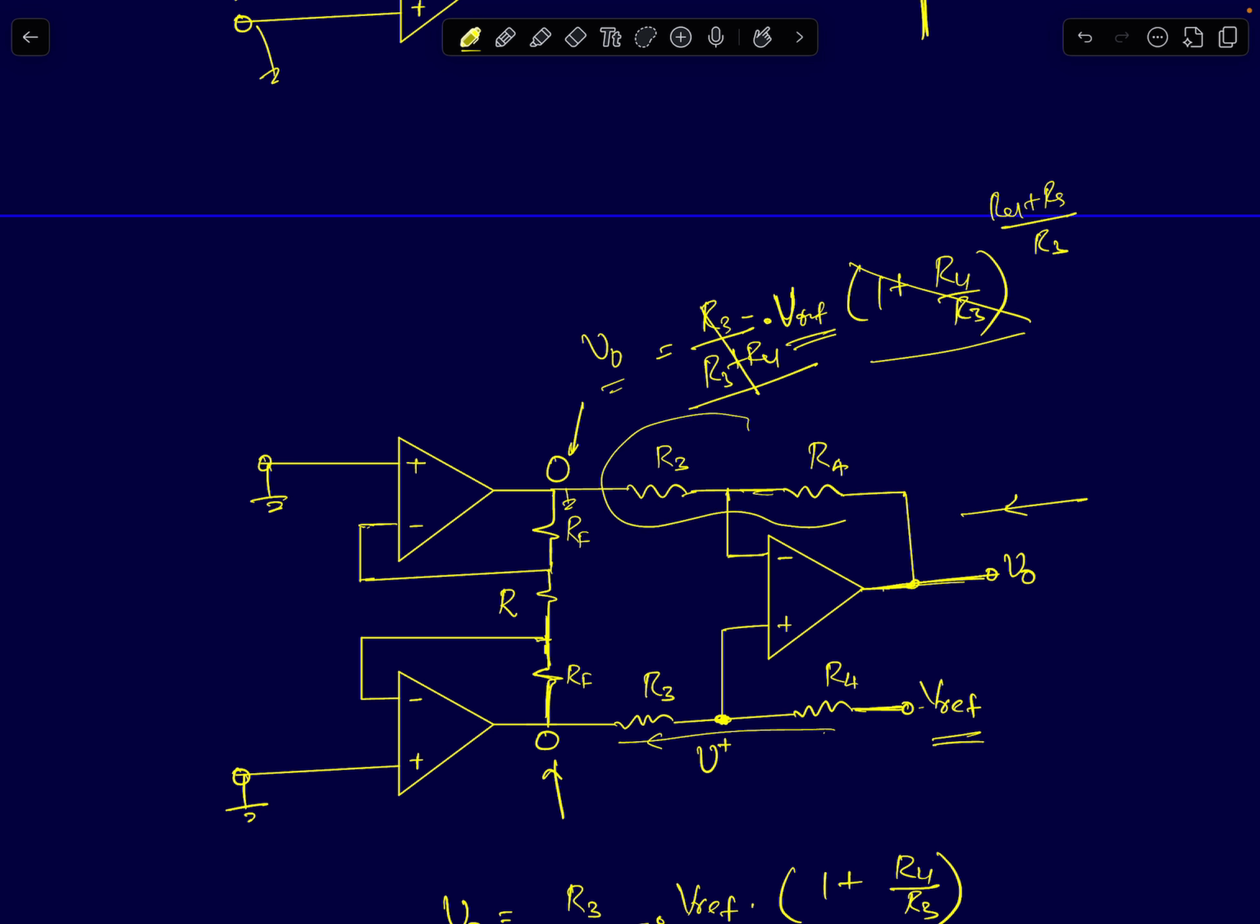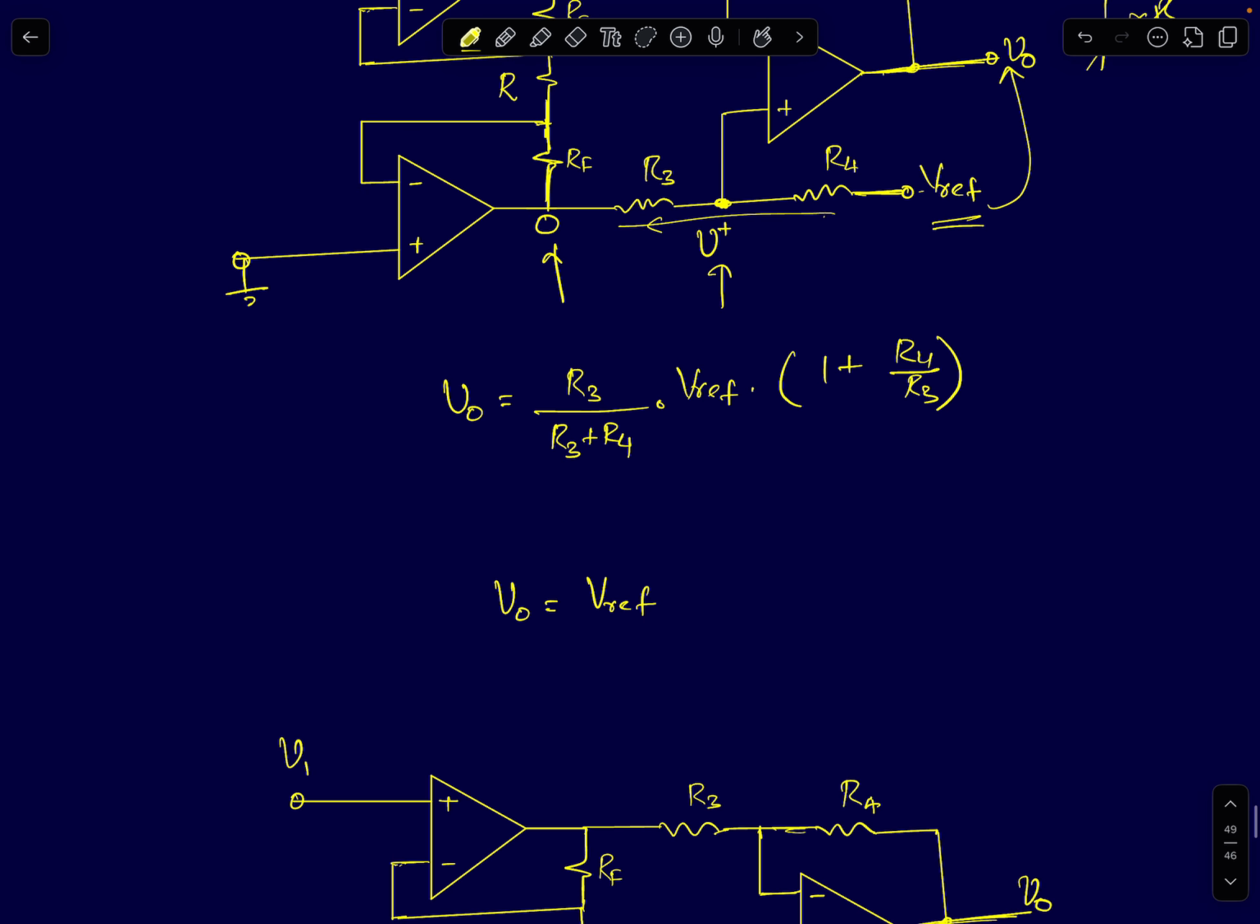The feedback network of this amplifier is R3 by R3 plus R4. That's the feedback factor for the second stage, this upper amplifier. Once you put your amplifier in negative feedback, the DC gain for this non-inverting amplifier will be 1 by beta. And the transfer function from Vref to V plus is beta. So beta multiplied by 1 by beta gives a gain of 1. So from Vref to V0, the gain is just 1.